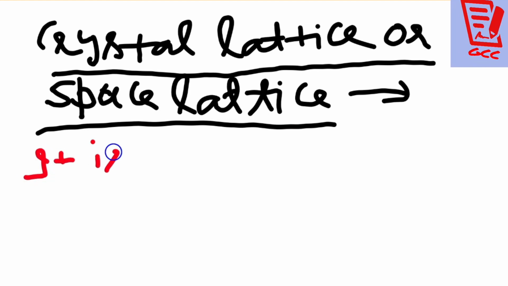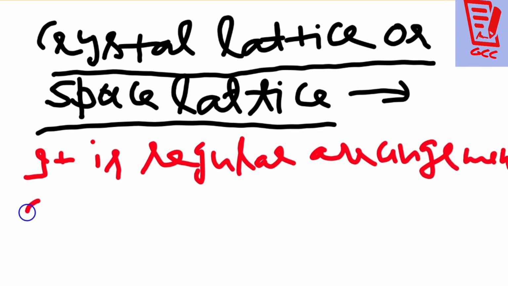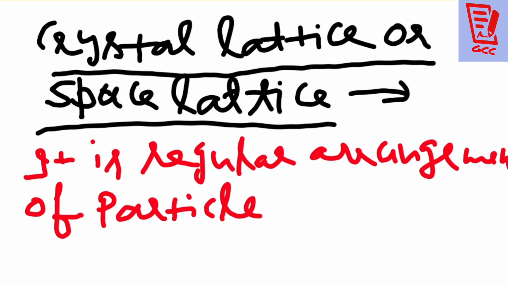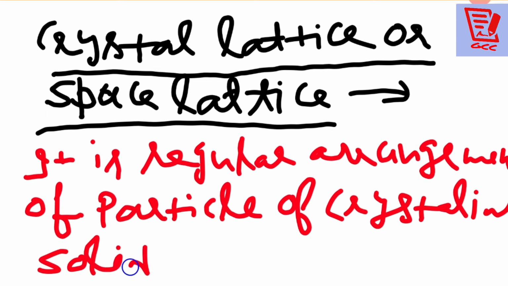of particles. The particles can be atoms, ions or molecules of a crystalline solid, which is called the crystal lattice.